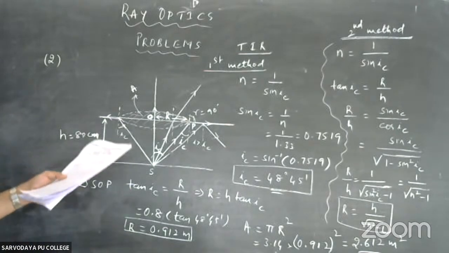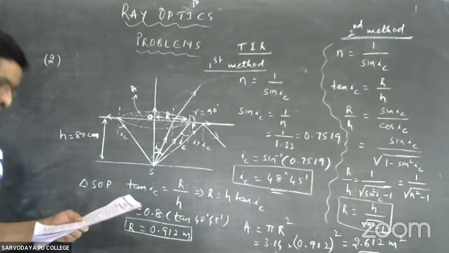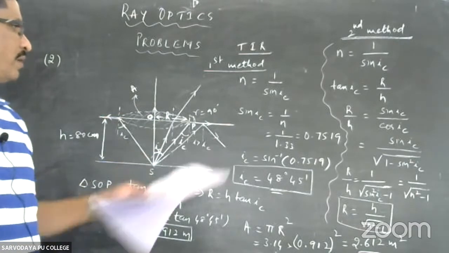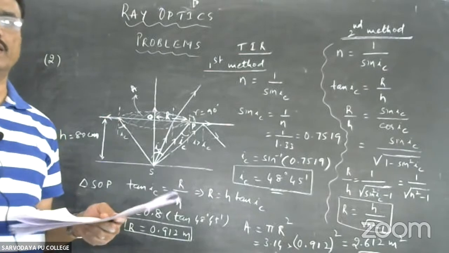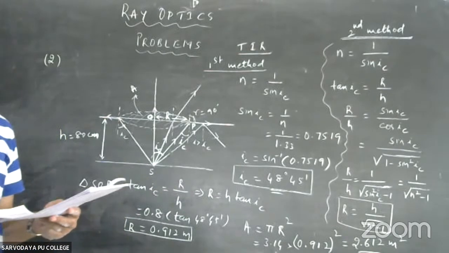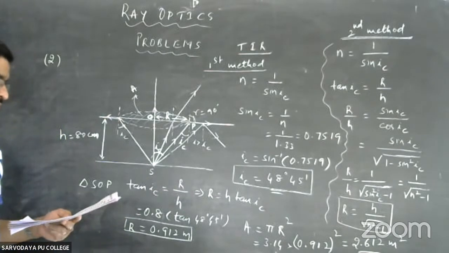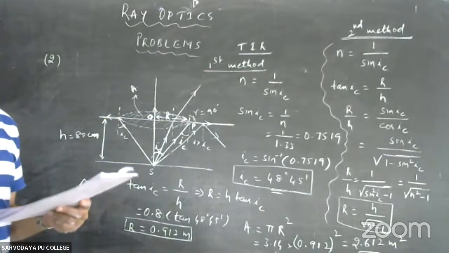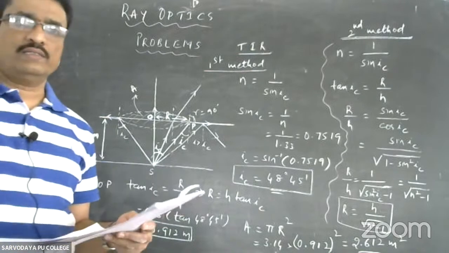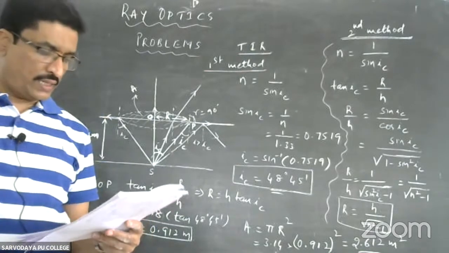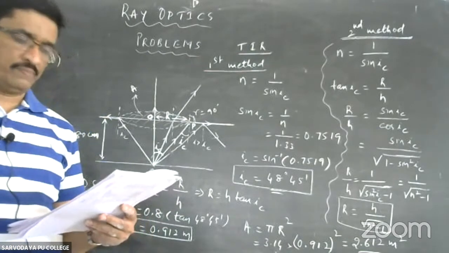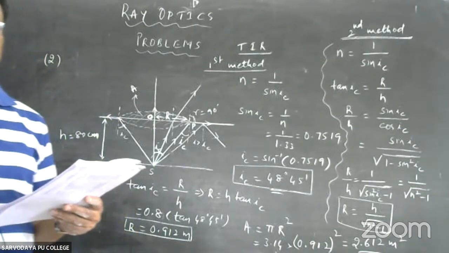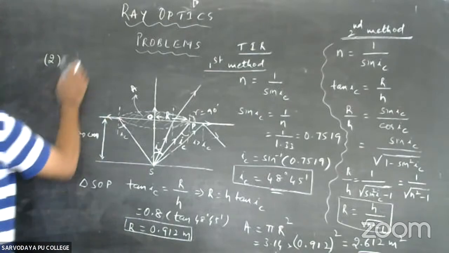Now I discuss problems related to normal shift, then problems related to total internal reflection. These two are problems related to refraction at a plane surface. Now let us consider some important problems related to prisms, that is, refraction in case of prisms, and now we discuss that.